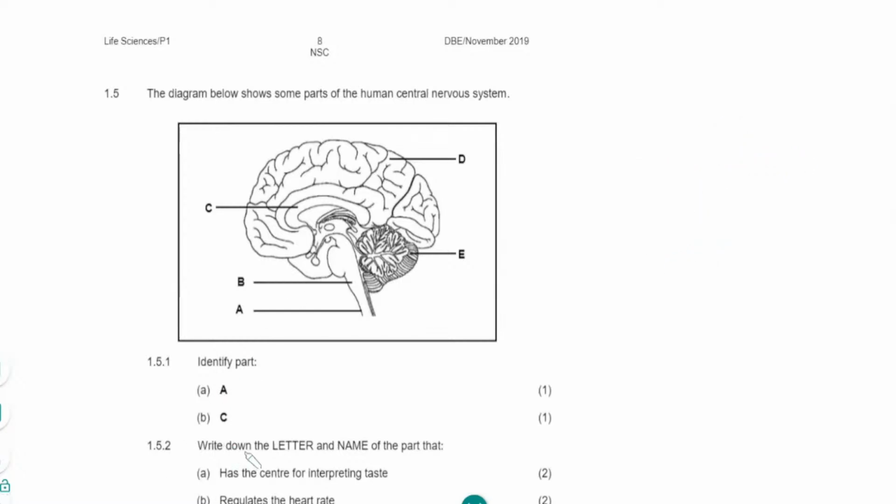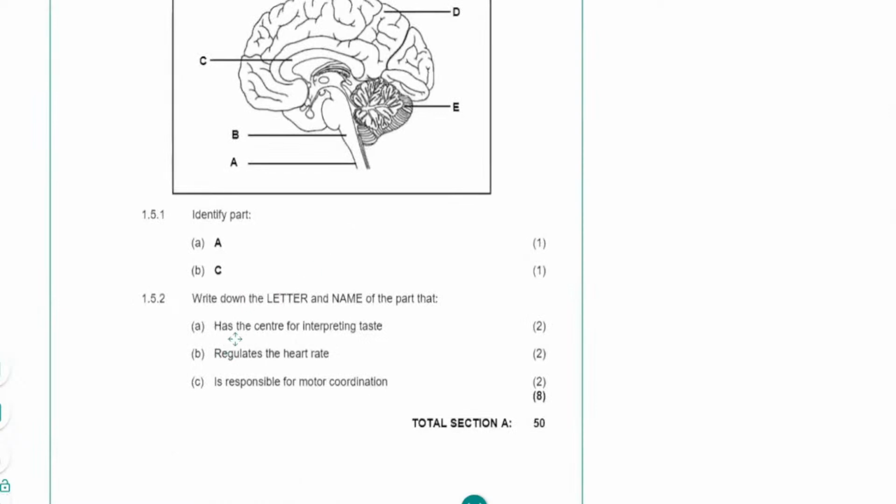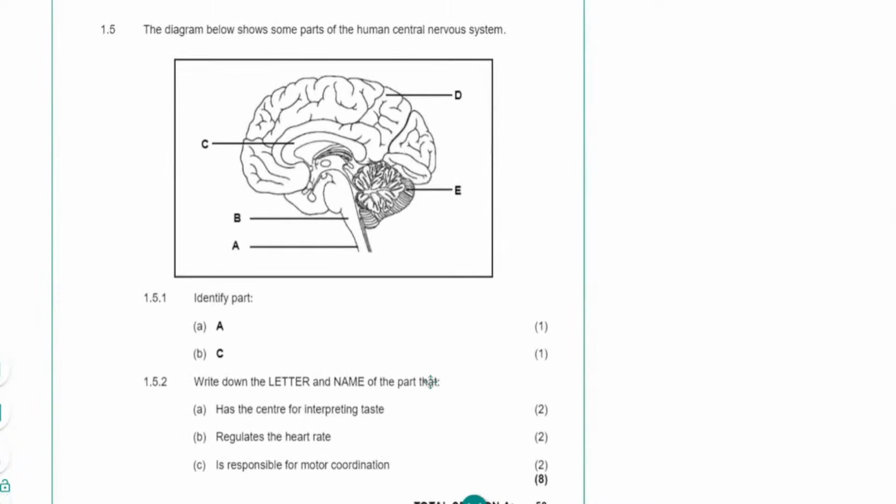All right. Write down the letters and the names of the parts. Number 1. Which part has the center for interpreting the test? Taste is a sensation. All sensations are controlled by the brain. Which part of the brain? Cerebellum.